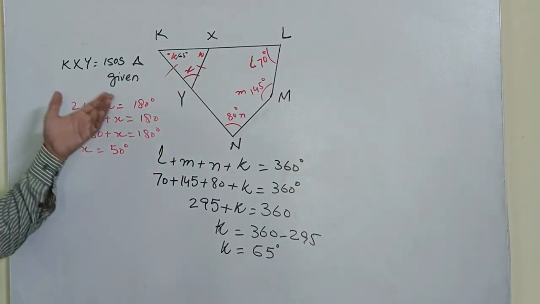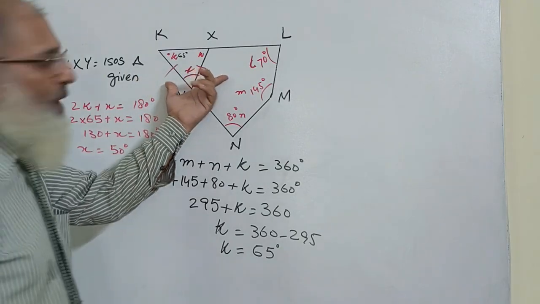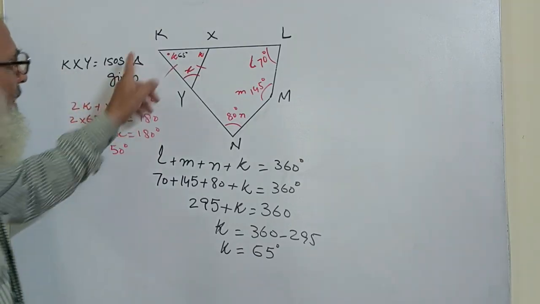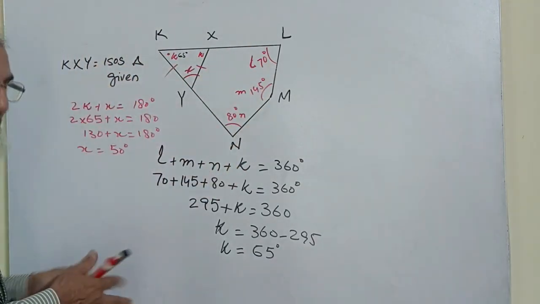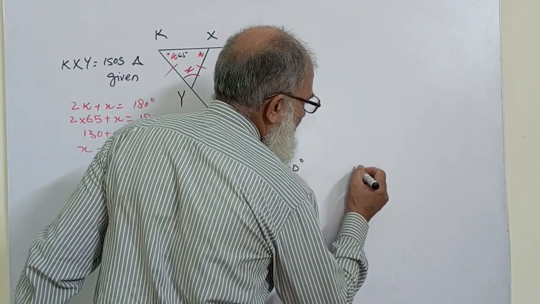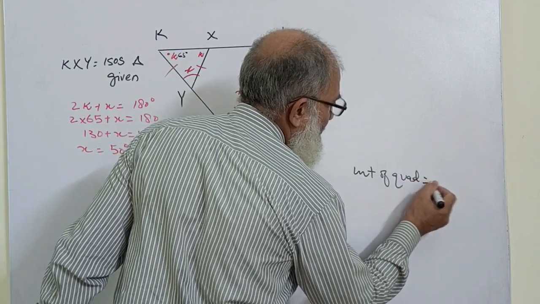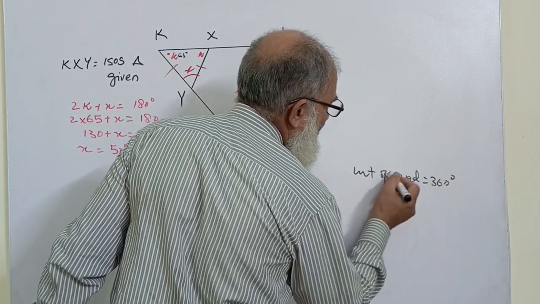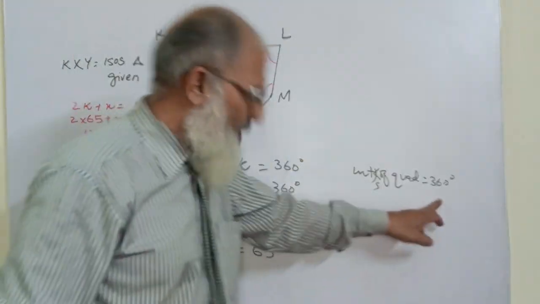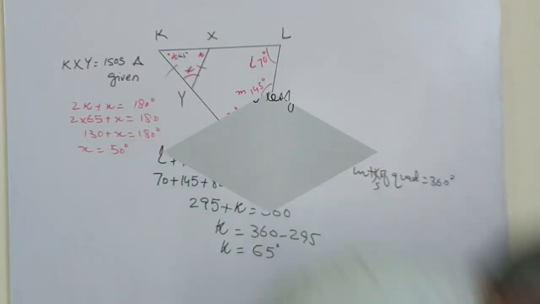We have come to know by the clues given to us, which were that this is an isosceles triangle, and we have used the property, and you can write here the interior angle of quadrilateral is equal to 360 degree. Interior angles of quadrilateral is equal to 360 degree. So it was very easy, my dear.